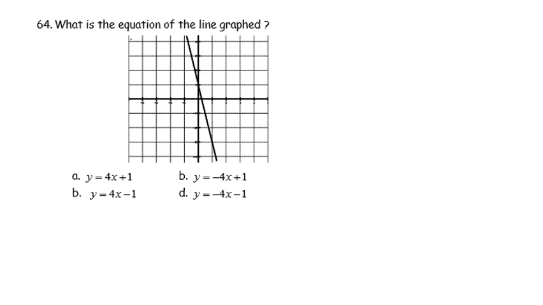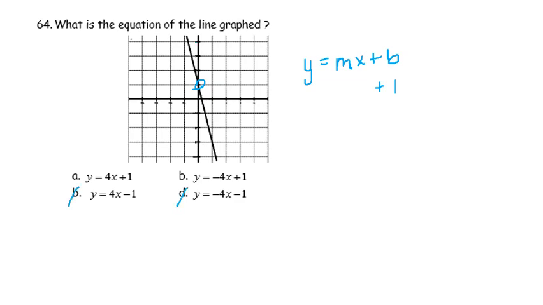Okay, number 64. What is the equation of the line graphed? Okay, so first we're going to put this into slope-intercept form. So slope-intercept form, remember, is y equals mx plus b. So we see our y-intercept here is a +1, so we need to have a +1 here. So that means we can eliminate b and d.